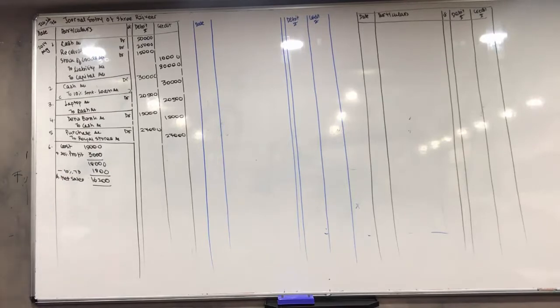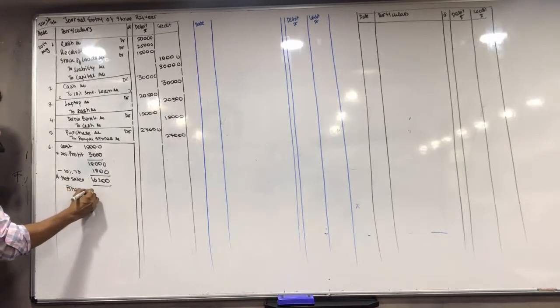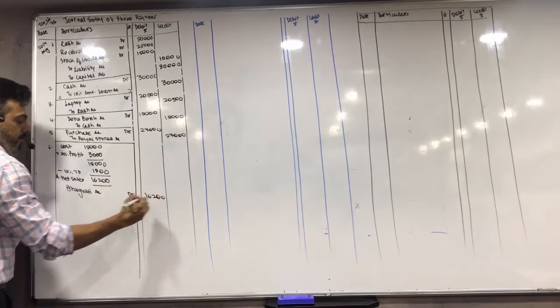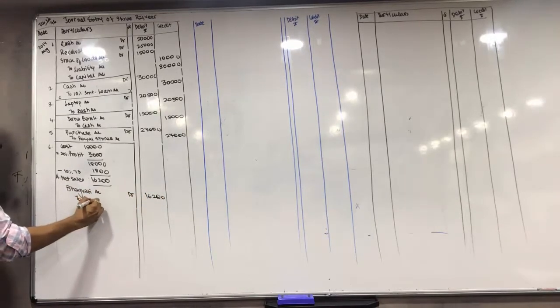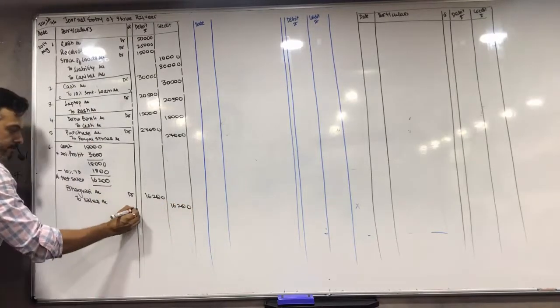Who is the receiver? Bhagwati is the receiver. So entry will be Bhagwati account debit 16,200 to sales account 16,200.